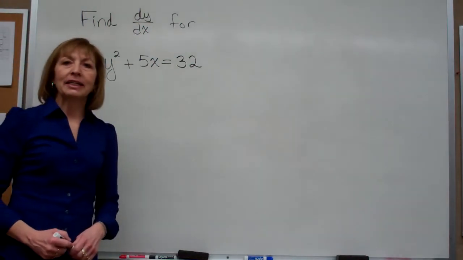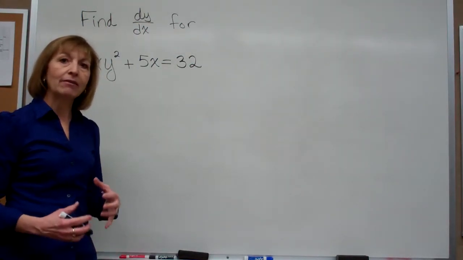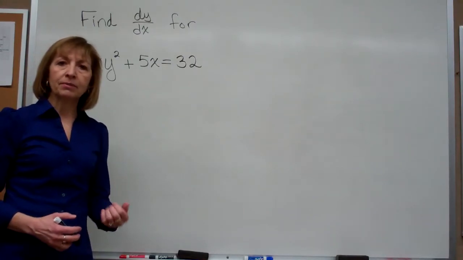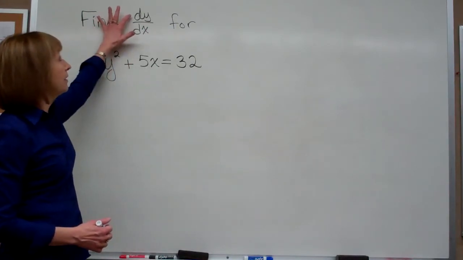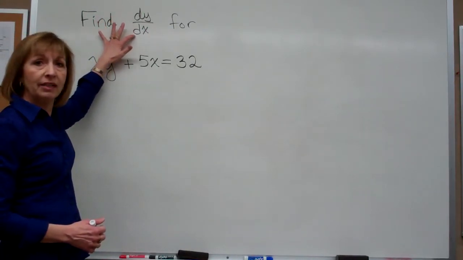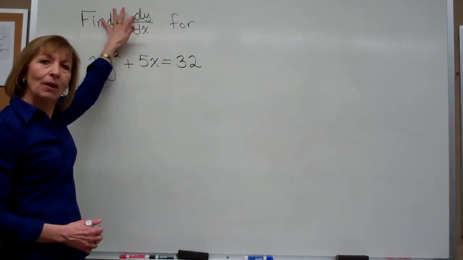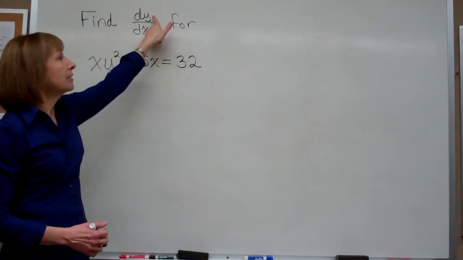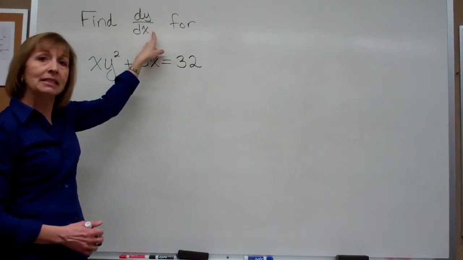When a mathematical relationship between two variables is implicitly defined, we don't have one of the variables solved on a side by itself. We can use implicit differentiation to still find the derivative of one variable with respect to the other. Now when they ask us to find dy/dx, they're telling us within the notation that our dependent variable is the y, the one that's in the numerator, and the independent variable is the x, the one that's in the denominator.